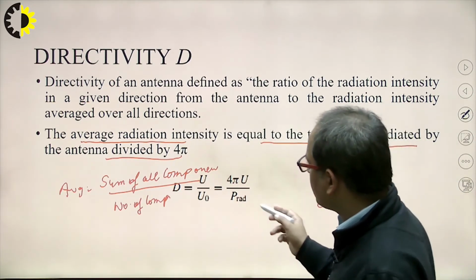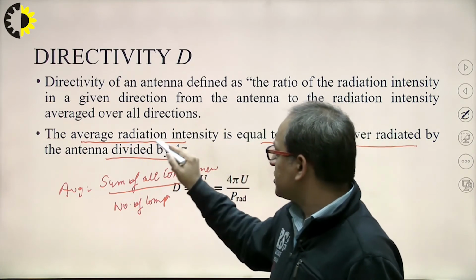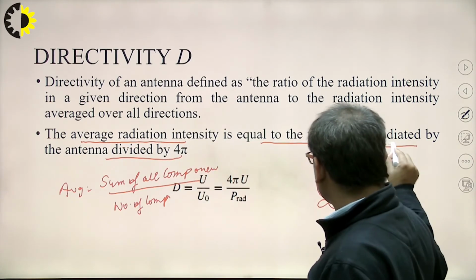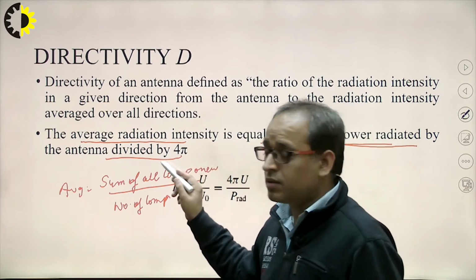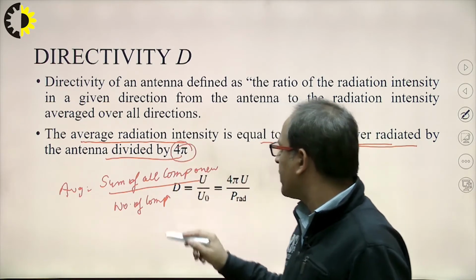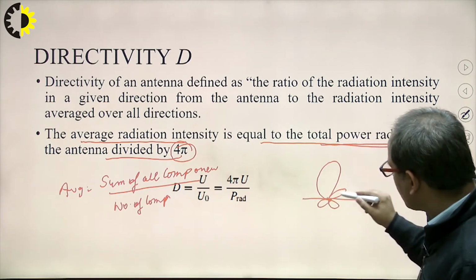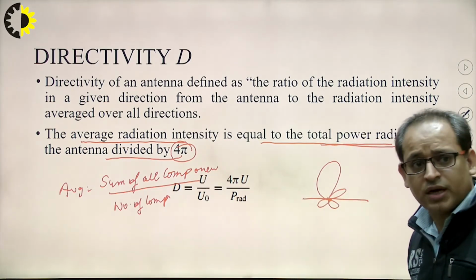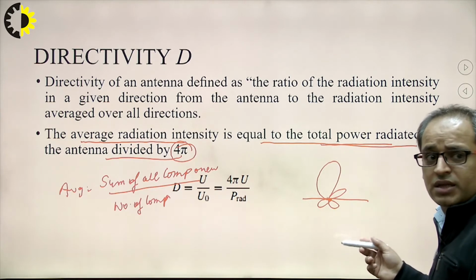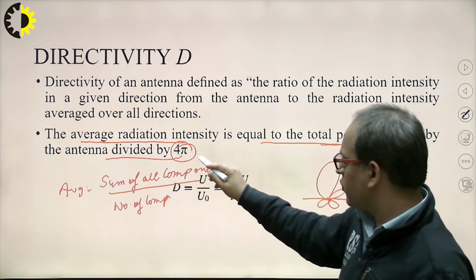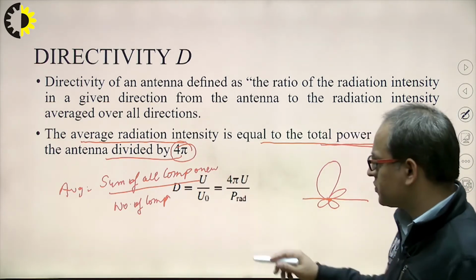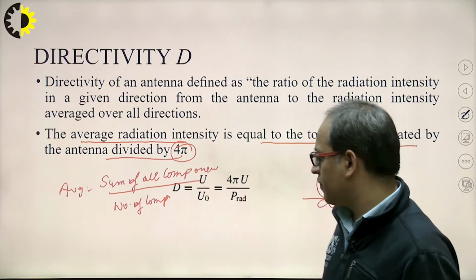So the average radiation intensity will be the total power radiated divided by 4 pi. Why is it 4 pi? Because in a whole sphere, how many solid angles are there? That is equal to 4 pi. That's why we are dividing by 4 pi. Clear?